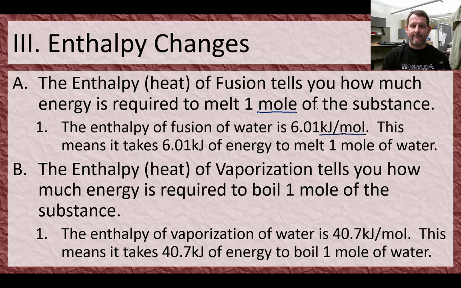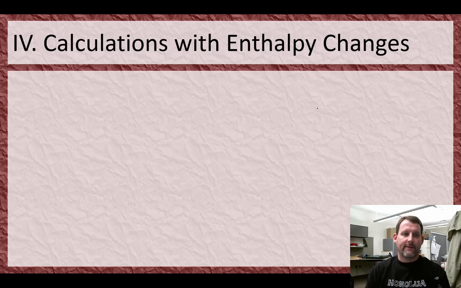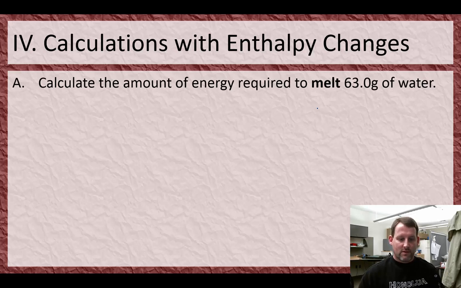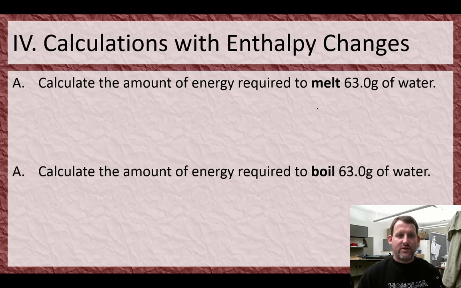I'm going to the next slide. So let's do these 2 problems together. We're going to calculate how much energy is required to melt 63 grams of water, and then how much is required to boil 63 grams of water. In both these cases, when we're talking about the energy required to melt, we're assuming it's already 0 degrees Celsius ice. And to boil the water, we're assuming it's 100 degrees Celsius water, and we're just doing the melting and boiling points.